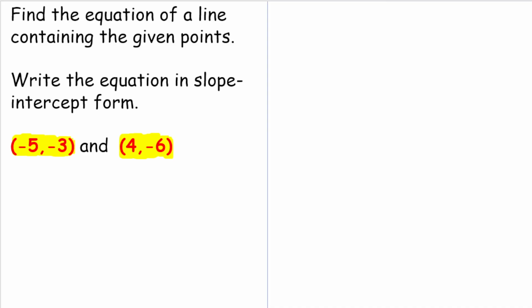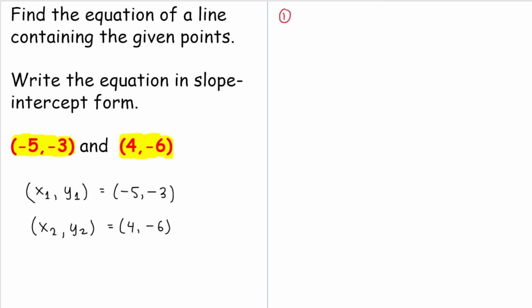Let's use the first point here as x1, y1. So we'll have x1, y1 here as minus 5, minus 3. And then we use this one here as x2, y2. And that will equal 4, minus 6. And the first step that we always need to do when dealing with a linear equation is find the slope.